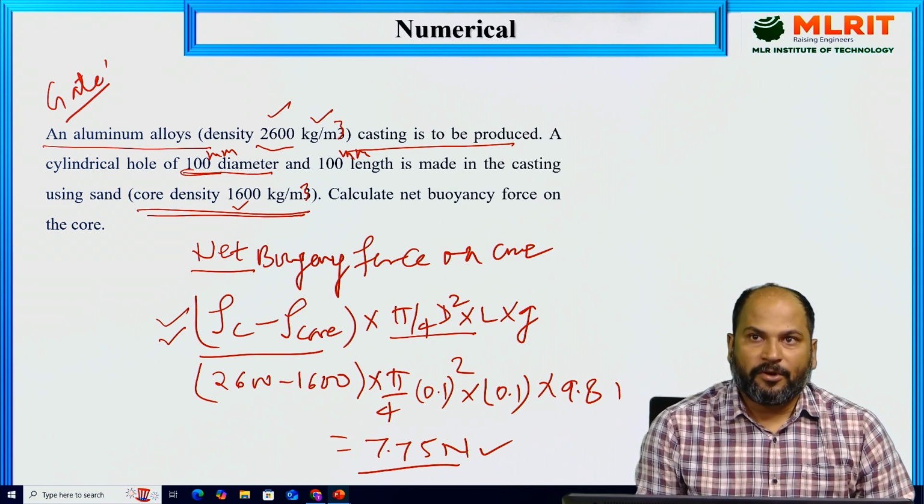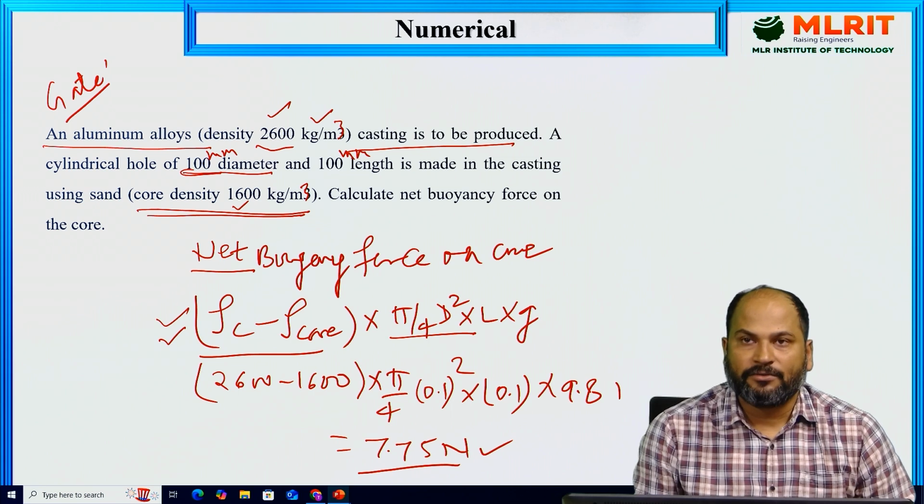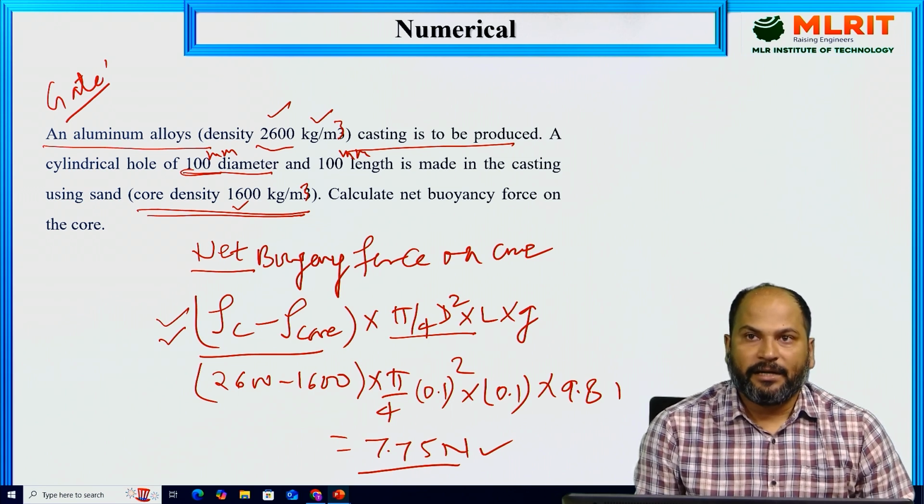So we'll stop our lecture here. This unit, casting, is over. Next we'll take welding, and there also we'll discuss the theory first, and whatever the numericals are, especially the GATE based numericals, we'll try to solve, and through numericals also we'll try to understand the underlying concepts.